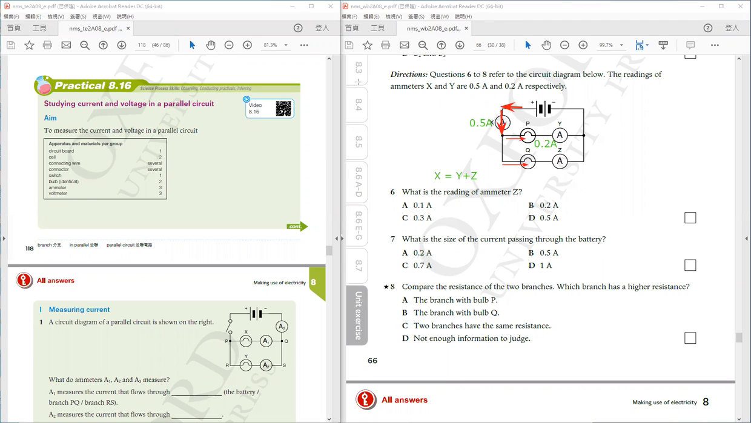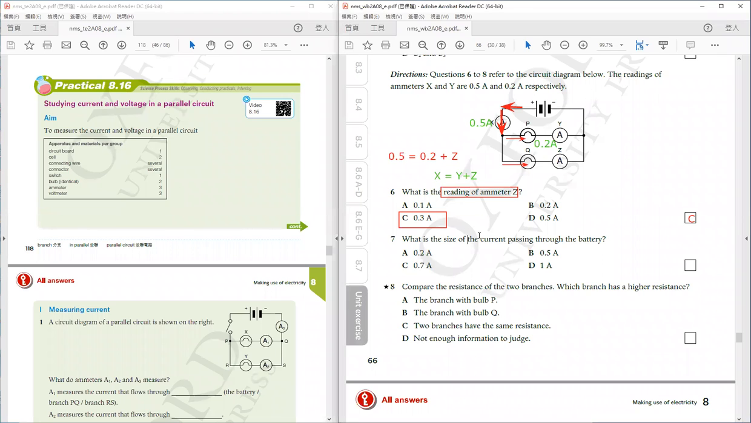Therefore, 0.5 equals 0.2 plus Z. And to solve this equation, you have 0.3. So I choose C. The reading of ammeter set is 0.3.